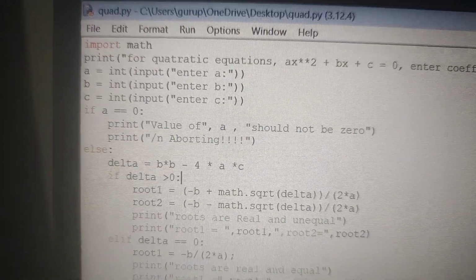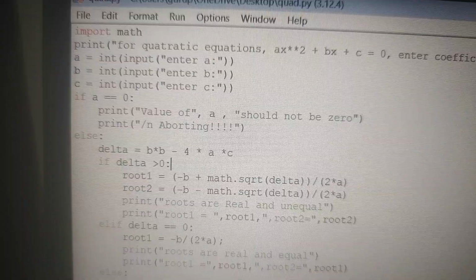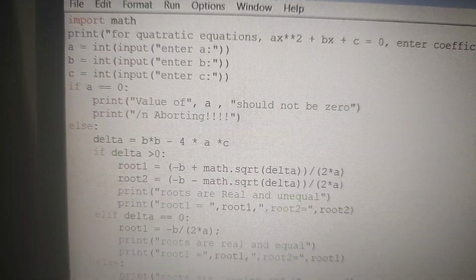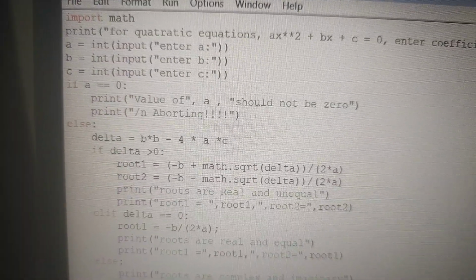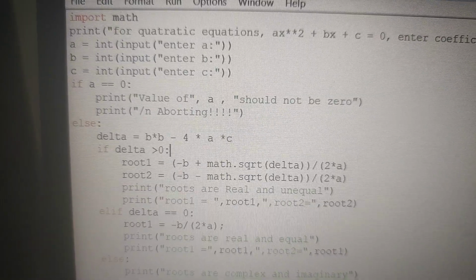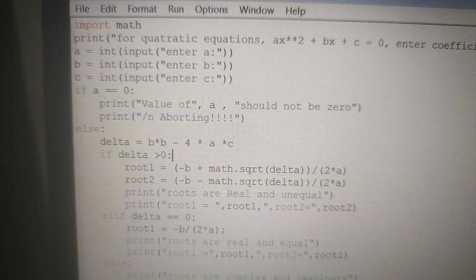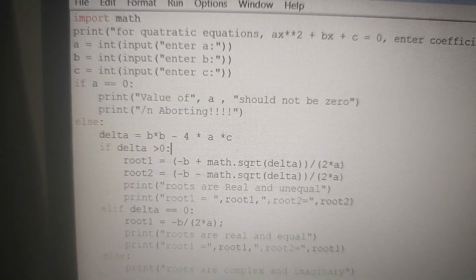Then we have to get the coefficients of the quadratic equation from the user, that is a, b and c. For that I have included a is equal to input, enter a, that is, we can get the coefficient from the user. Then we can check the condition.